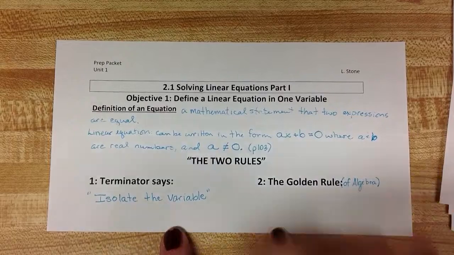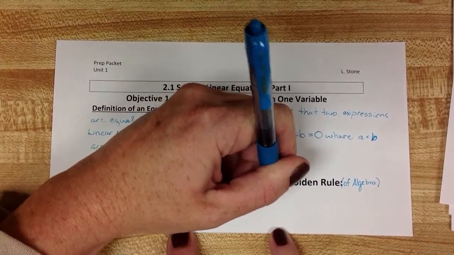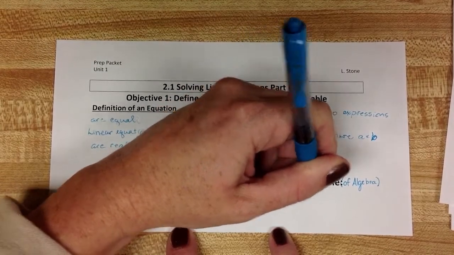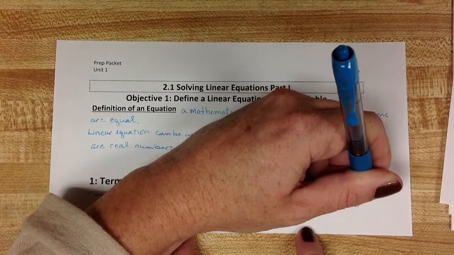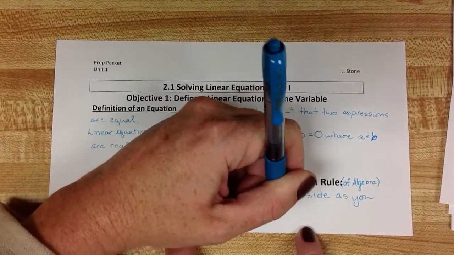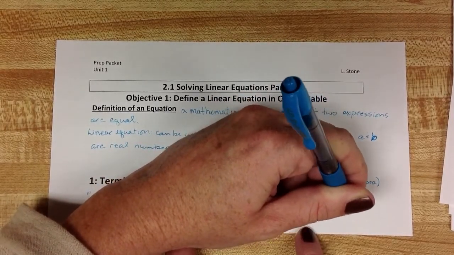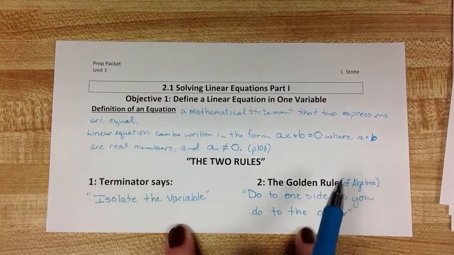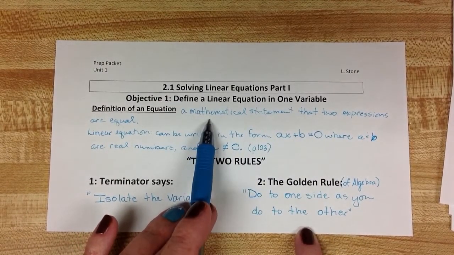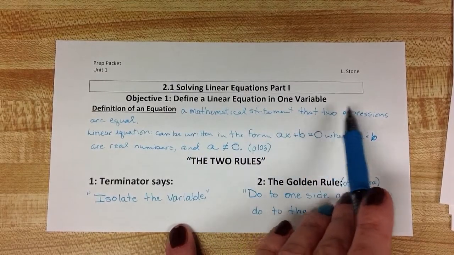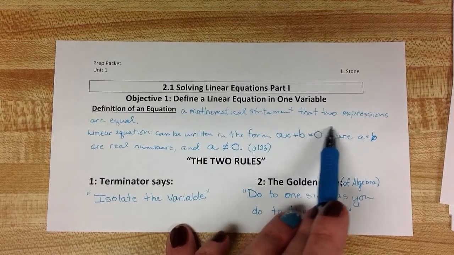Well, in algebra, the way that we're going to modify it, we're going to say: do to one side as you do to the other. So what I mean by that, all of our equations are going to have two sides. If you think back to our definition, it's a mathematical statement that two expressions are equal. So there's going to be an expression on the left and an expression on the right.